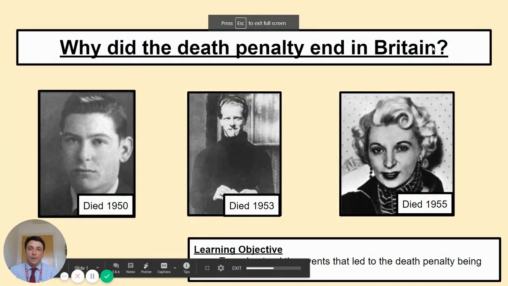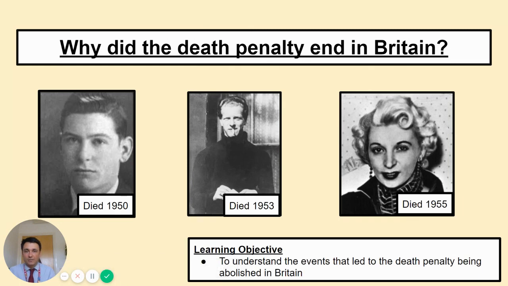Hi guys. So in today's lesson, we're going to look at why the death penalty ended in Britain. Our learning objective is fairly straightforward. We're going to understand the events that led to the death penalty being removed, or a term we're going to use here, abolished in Britain.